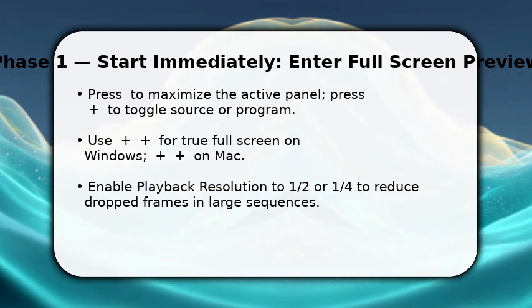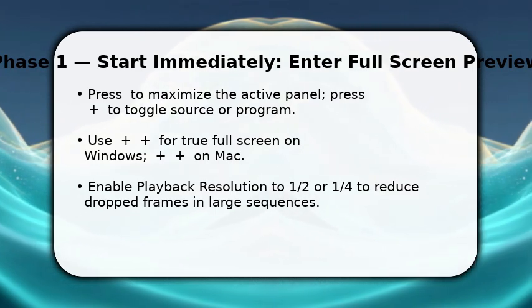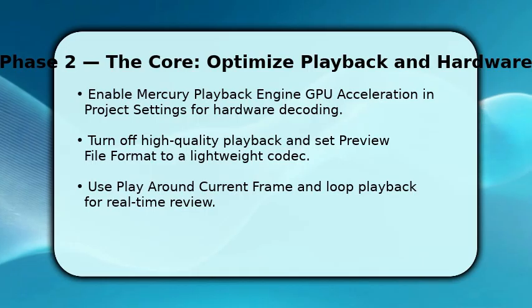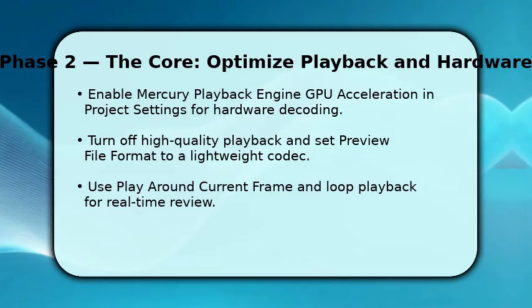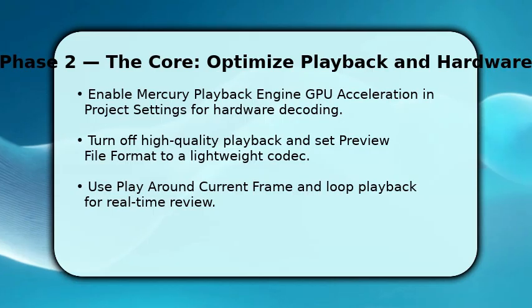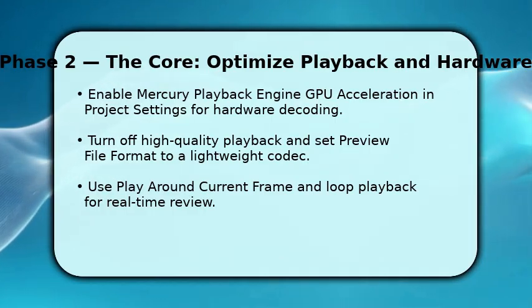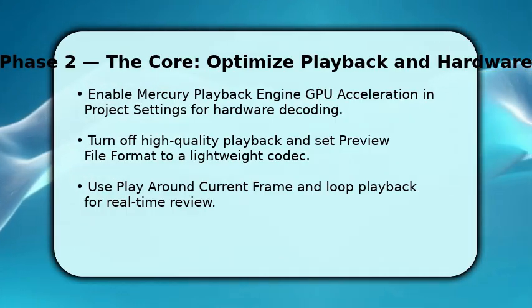Now optimize how Premiere renders while in full screen. Open Project Settings and select Mercury Playback Engine GPU acceleration when available, because the GPU decodes frames faster and reduces stutter. Then make sure high-quality playback is off and your preview file format is a lighter codec, which decreases CPU load. Once configured, use play around current frame and loop playback to watch edits in context. This helps you catch timing issues while keeping performance high, so you can iterate quickly.